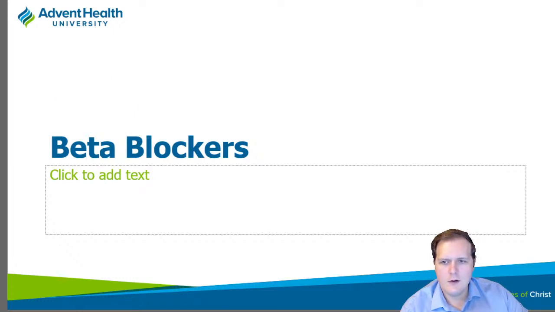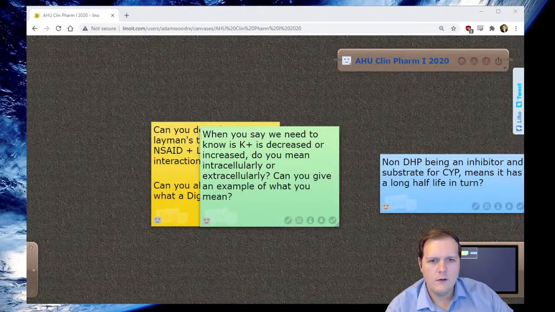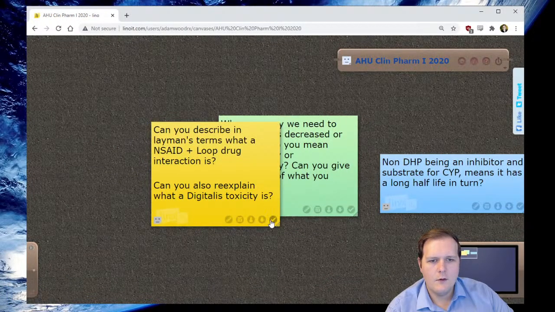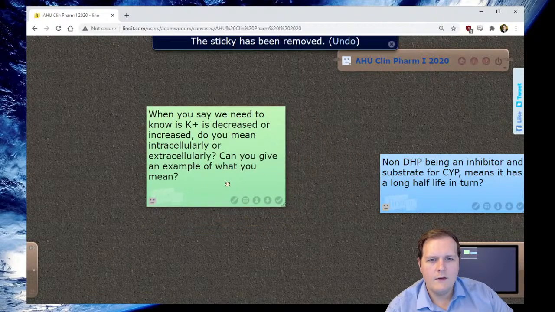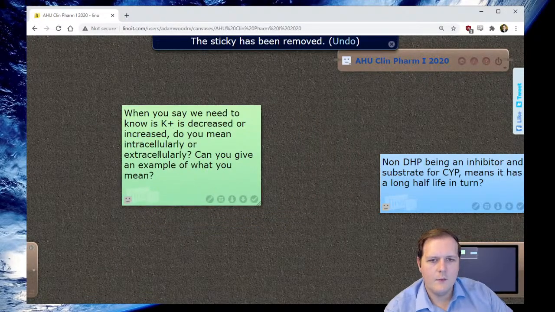I got through most of what I wanted to get through, which is good and keeping me on track. Let's look at the sticky board over here. Got a couple questions. Someone said, when you say we need to know if potassium is increased or decreased, do you mean intracellularly, extracellularly? Can you give me an example of what you mean?